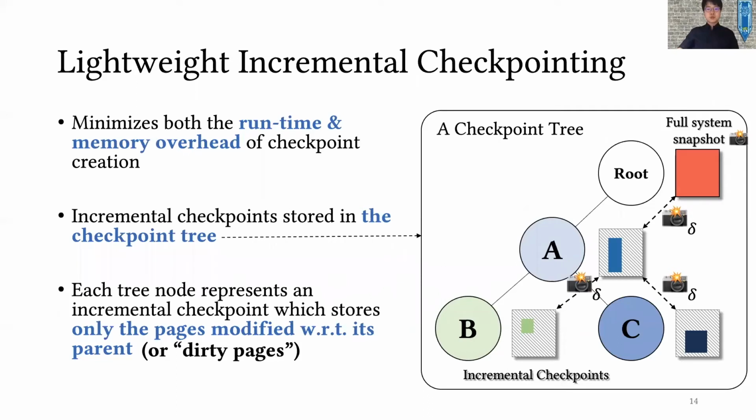As I mentioned earlier, checkpointing and checkpoint restoration themselves add a runtime overhead. To reduce their impact on the overall fuzzing speed, we perform incremental checkpointing. Checkpoints are incrementally created and stored in a checkpoint tree. The root checkpoint node in the checkpoint tree contains the full system snapshot, and other nodes simply store the pages modified, dirtied from the point in time where their parent nodes were created.